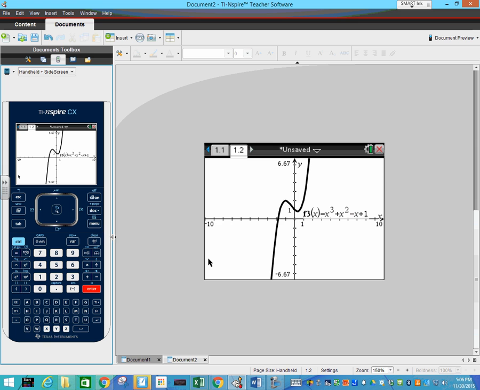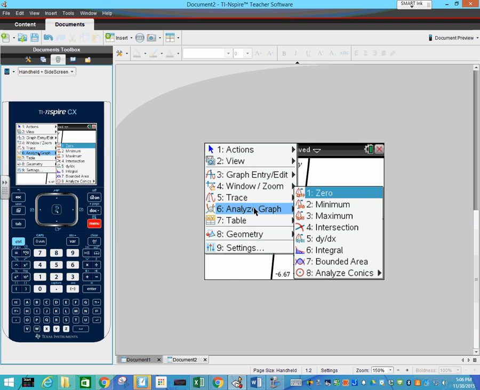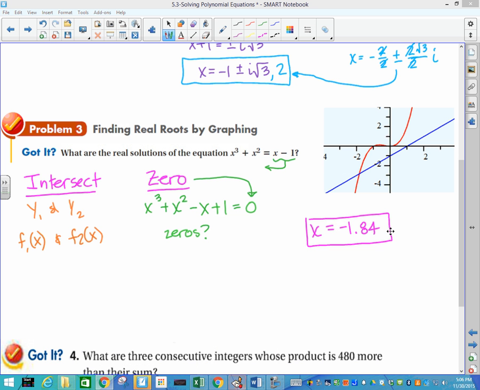Okay? So we go to Menu, we go to Analyze the Graph, and this time I'm looking for a 0, and I need to be on the left side, and I need to be on the right side, and boom, there's my 0. And we talked about that at the beginning of the lesson yesterday, the last lesson. So we know that the answer is x equals negative 1.84. So we're good, because that's what we got. So either method, you need to pick a method and be familiar with it and comfortable with it and be able to be accurate with it.